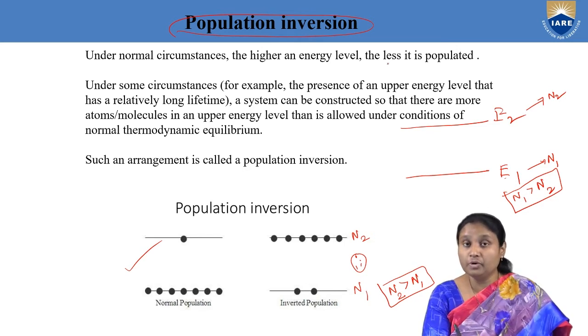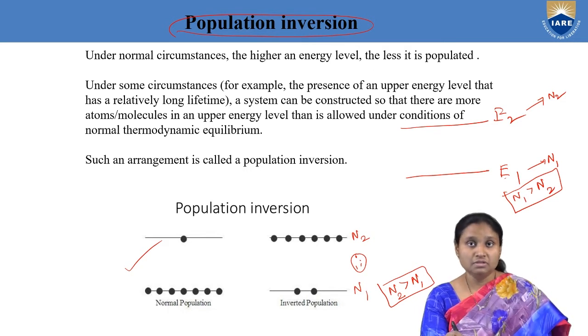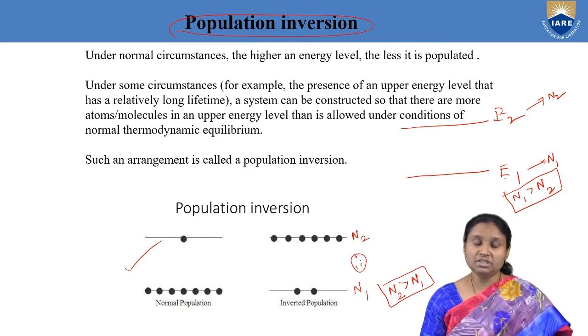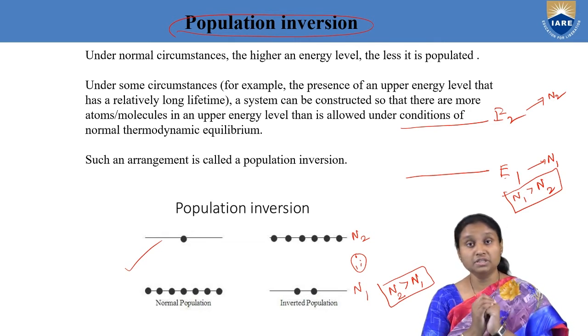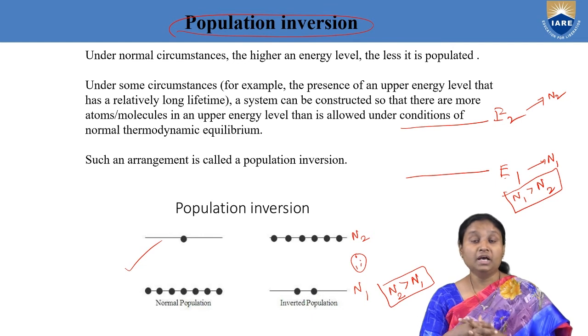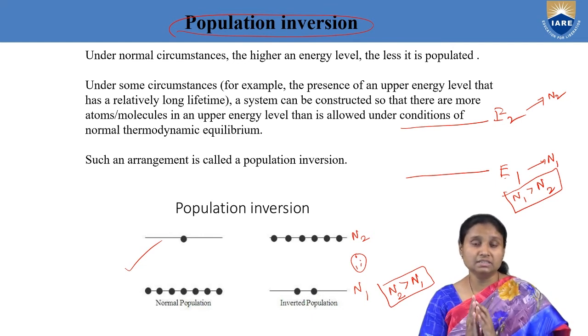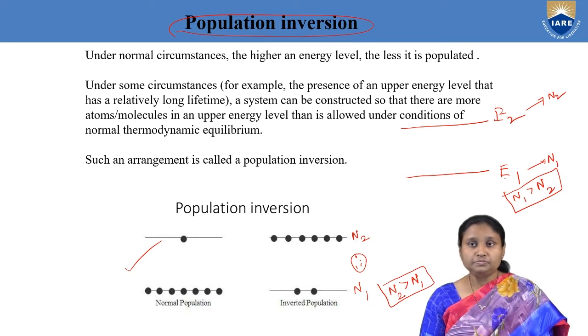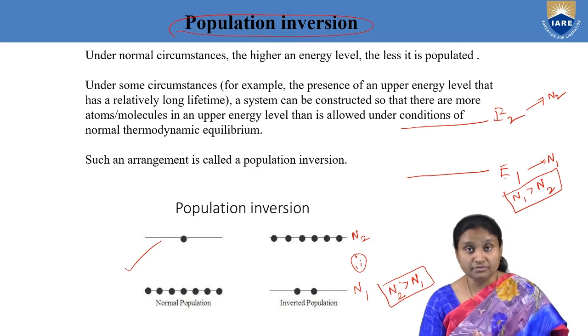So we can make out from the term inversion, inverting. There is another term to define population inversion. It is also called inverted population. So what is inverted population? Generally, we have the population of the lower state more than the population of the higher state. But if we are able to make the population of the higher state more than the lower state, in such a condition it is called population inversion.